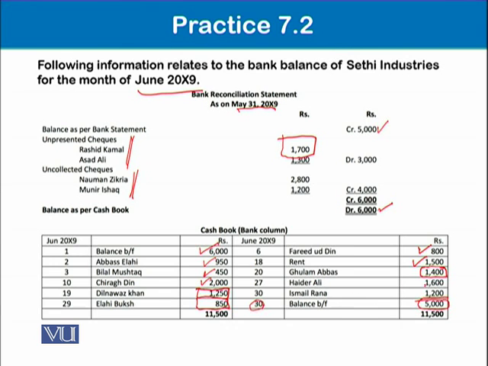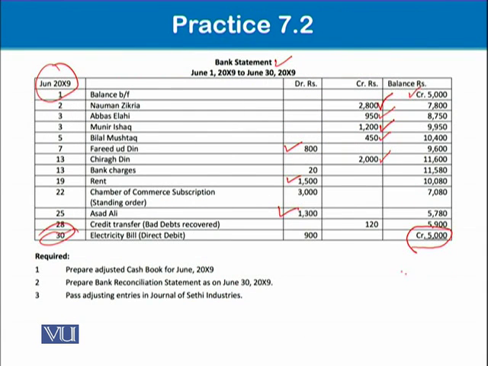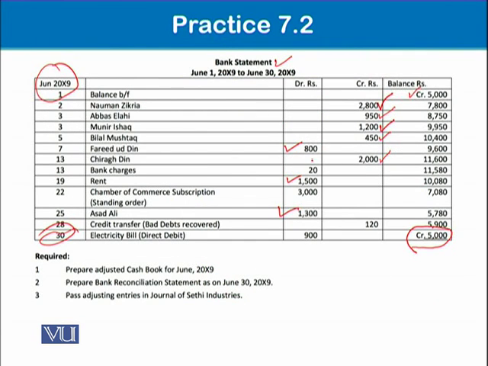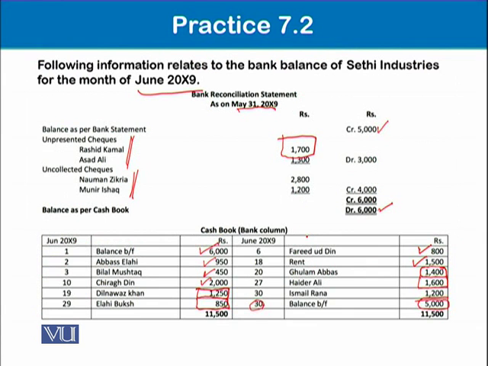Haider Ali 1600. Let's see if Haider Ali 1600 is appearing. Haider Ali 1600 is not appearing in the debit side. So it is also check issued but not presented. Then Ismail Rana 1200. Is this appearing in the bank statement debit side? Ismail Rana is also not appearing in the bank statement debit side. So this 1200 is also unpresented check.